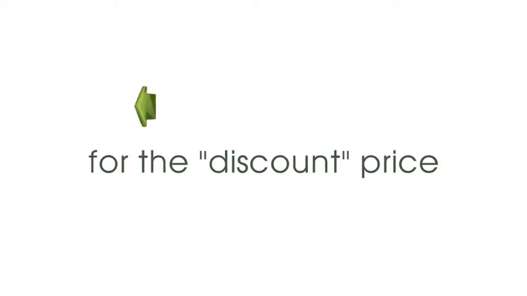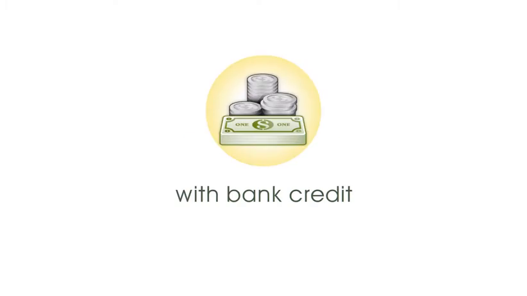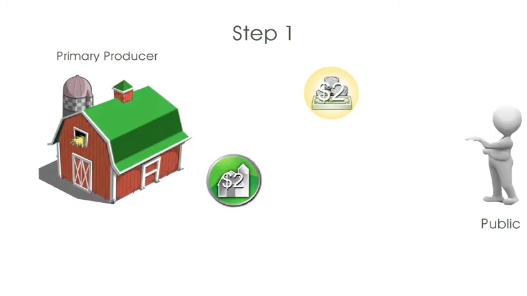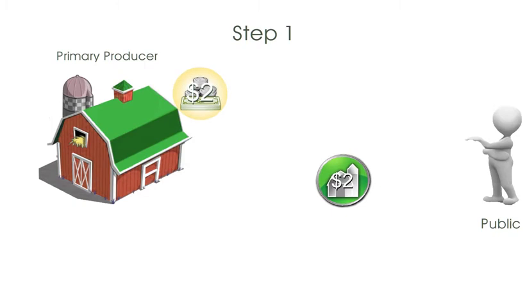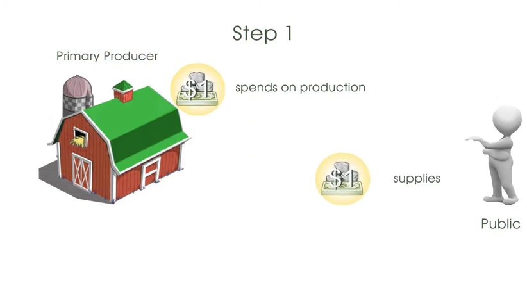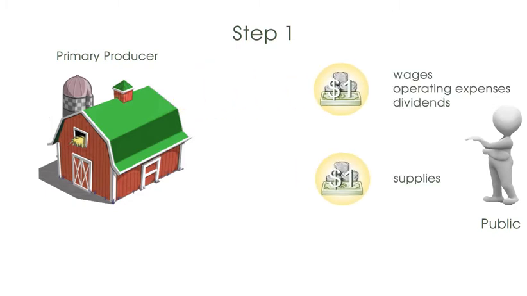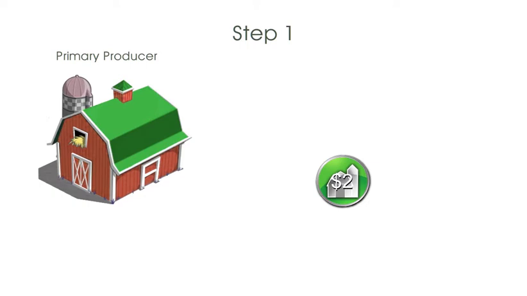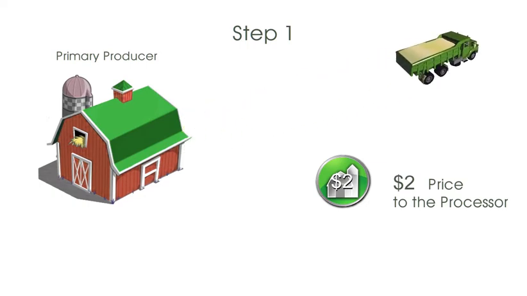However, it is assumed that producer credits maintain their purchasing power and every sale price is the discount price. In this example, producer credits are only used as savings. They are not used as a means of exchange. Step 1. The primary producer sells $2 worth of primary producer credits to the retailer's customers. The primary producer pays $1 in fiat money for supplies and another $1 in fiat money for wages, operating expenses, and dividends. Total primary producer credit money equals $2, and the price of the goods at this stage also equals $2.